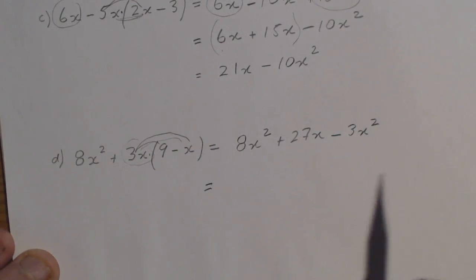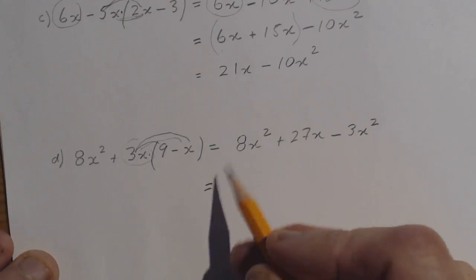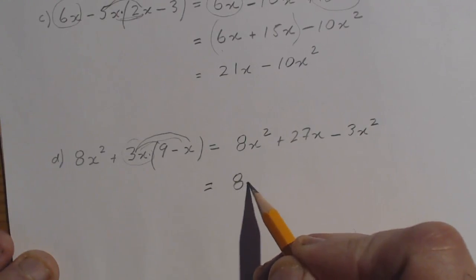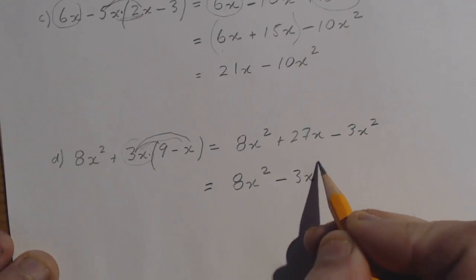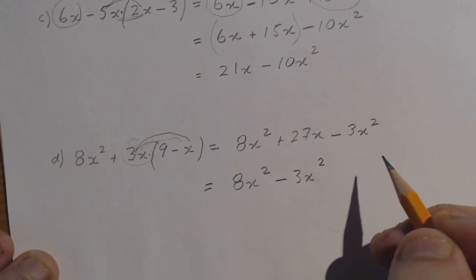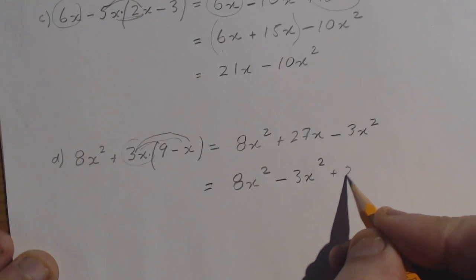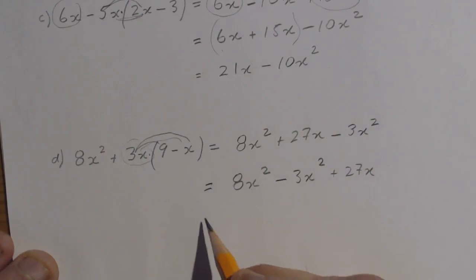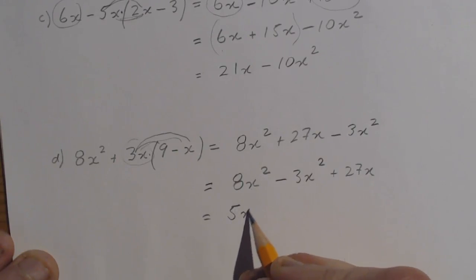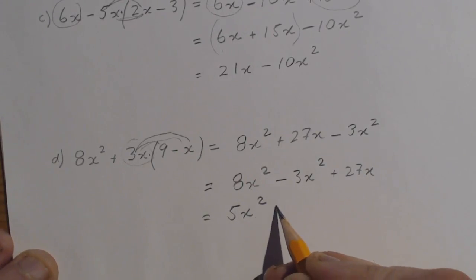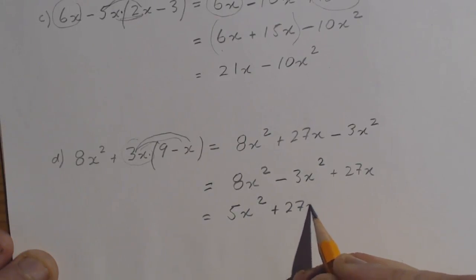Now I collect any like terms which are, as you can see, the 8x squared and the minus 3x squared. They are like terms. They've got the same variable and same power. Now I collect them. 8x squared minus 3x squared gives 5x squared plus 27x.